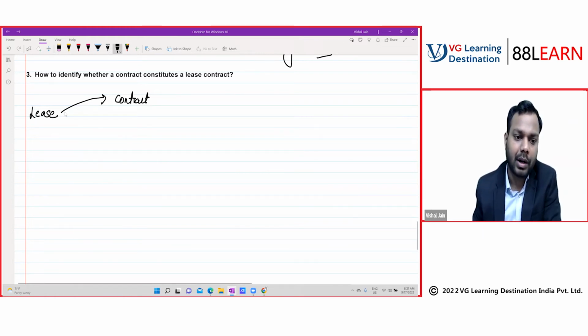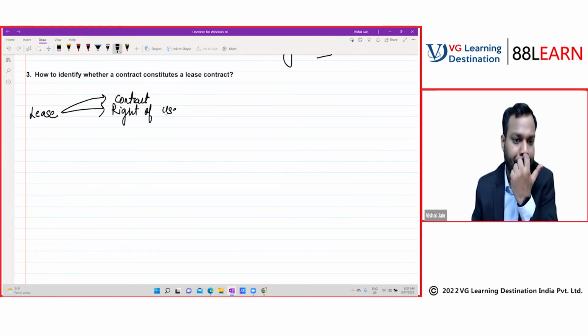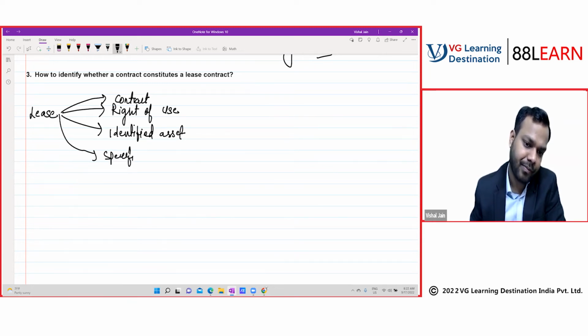Now, contract for what? Right of use. Right of use of what? Of an identified asset. For a specified period of time. And in exchange for consideration.